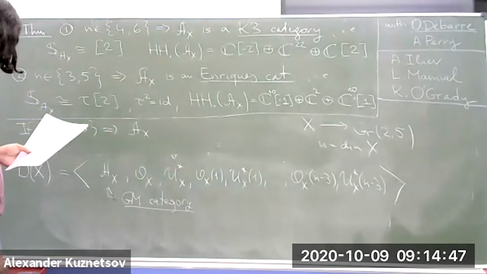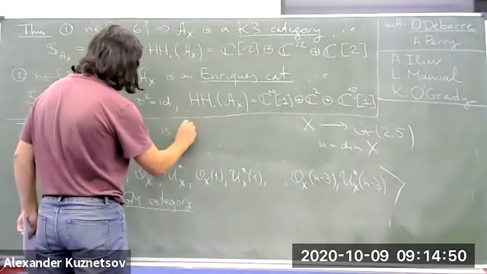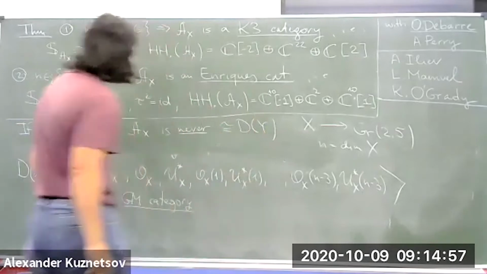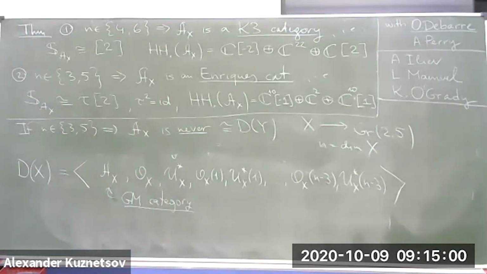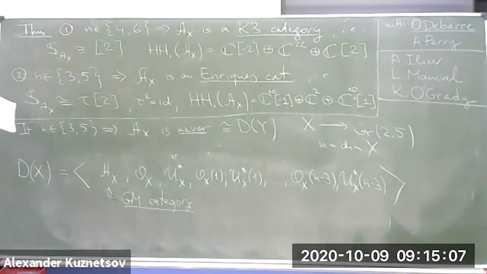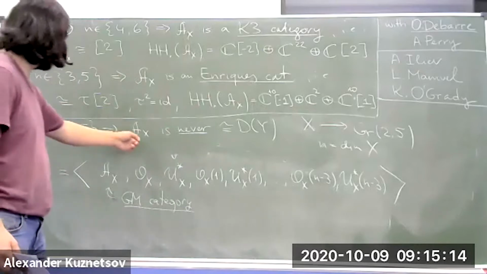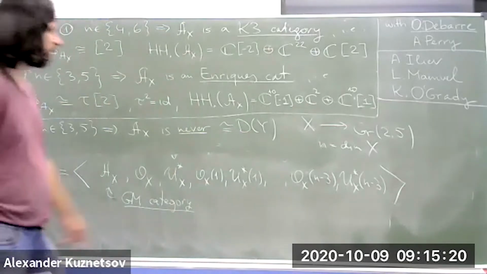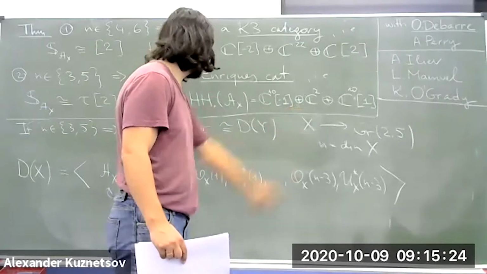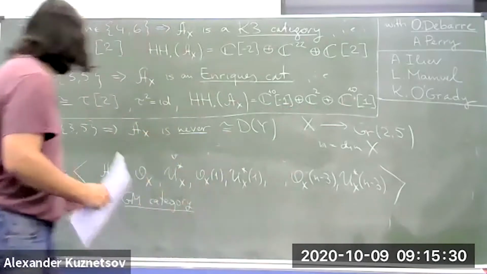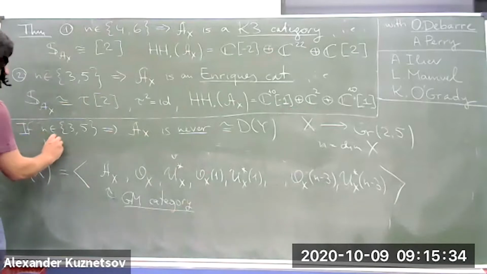If n is odd, then AX is never equivalent to D of Y for some algebraic variety Y. And the reason for this is very simple. You can easily deduce it from the theorem, just because of this property of the Serre functor. If there were an equivalence with D of Y, then Y should be a surface. But for a surface, its zeroth Hochschild homology is at least three dimensional. So it can't be like this. So this never happens.